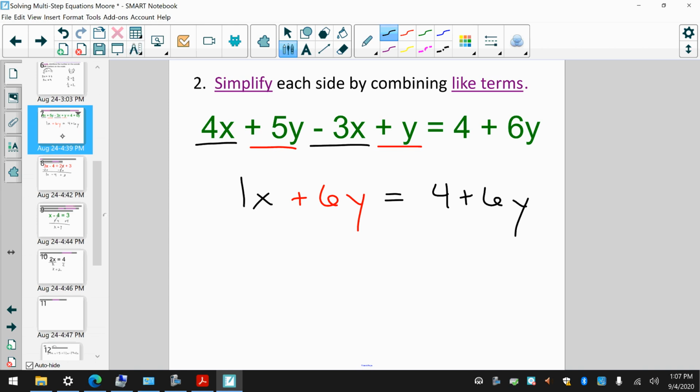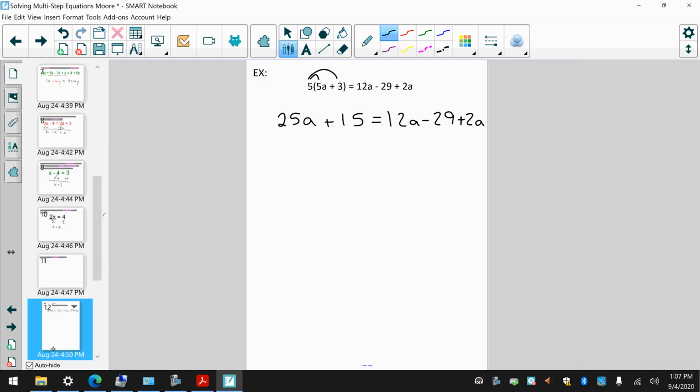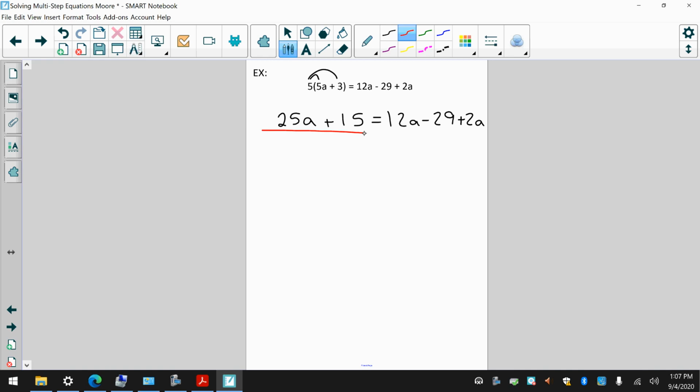Combine like terms. Where did my problem go? There it is. Combine like terms. So I do not have any more a's on this side, but I do have multiple a's on this side. So I'm going to go ahead and combine 12a plus 2a is 14a. And now I still have a 29 minus 29. And I have a 25a plus 15 on this side.